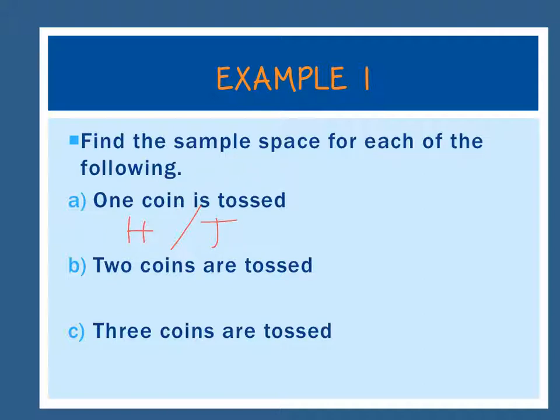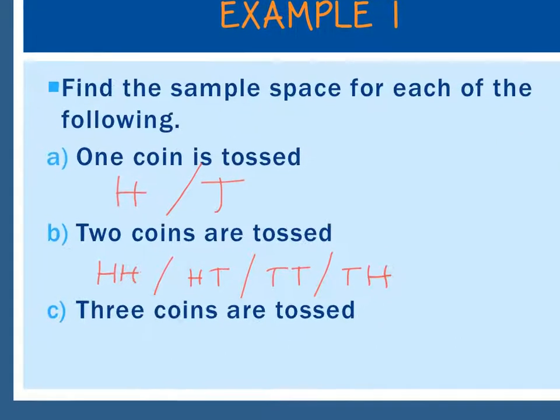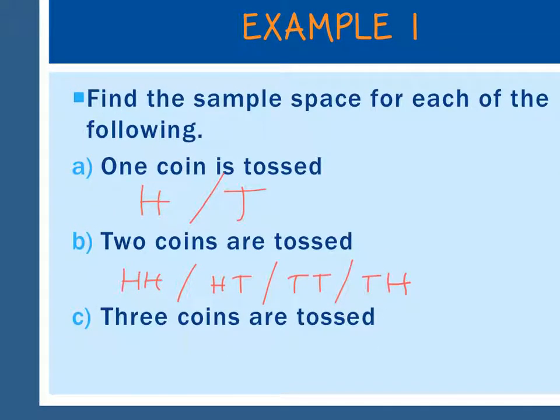If 2 coins are tossed, what are the possibilities? Heads and heads. Heads and tails. Tails and tails, and tails and heads. So remember we talked about this yesterday. If you want to know the number, you would multiply the number of elements in each event. So if it is one event and there are heads and tails, then there should be 2. If there are 2 events, one is tossing the coin the first time, one is tossing the coin the second time, and each one has 2 outcomes, then it's 2 times 2, which is 4.